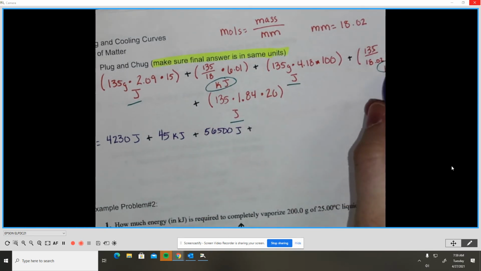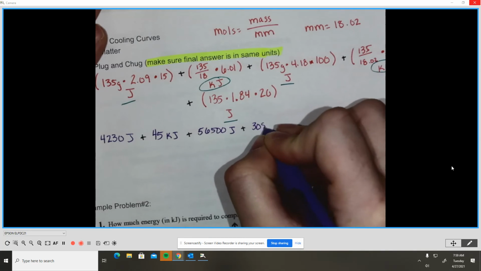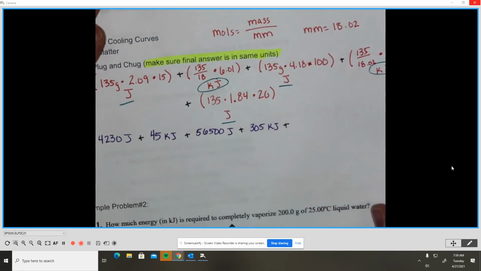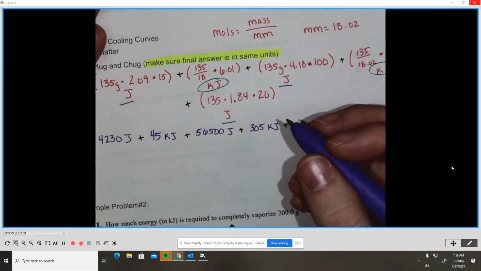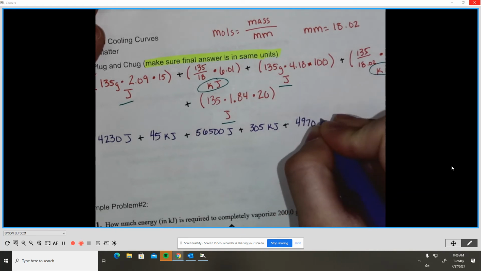Fourth, we're working with kilojoules, moles times our heat of vaporization. That's going to give us roughly 305 kilojoules. And our last one, 135 times 1.84 times 20, gives me 4,970 joules.